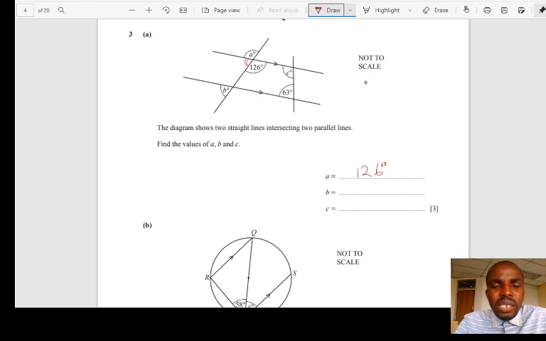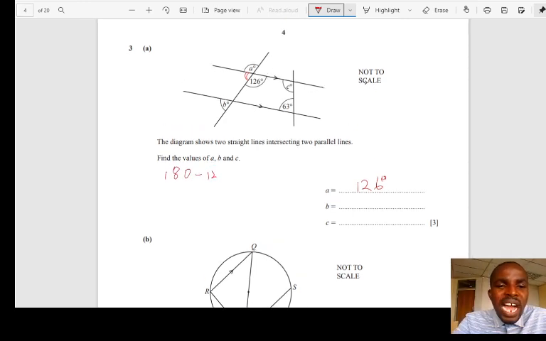They are corresponding angles. So to find B, you find this angle first. How can you find this angle first? It is 180 minus 126. Why? Because they are adjacent angles with 126. Adjacent angles on a straight line are supplementary, which means they add up to 180 degrees. So from this you get 54 degrees. So this one is 54 degrees. So B is equal to 54 degrees.